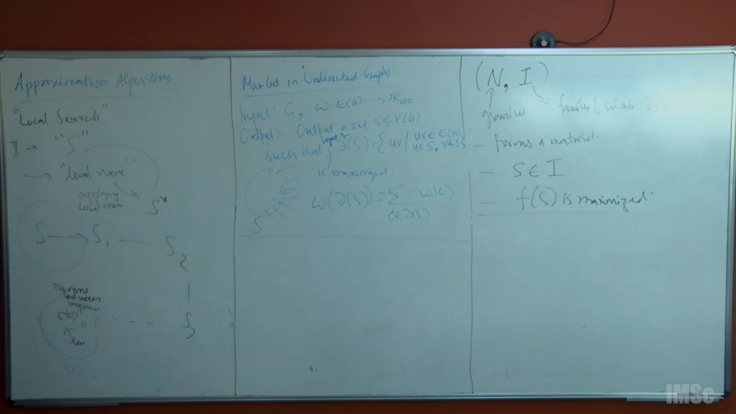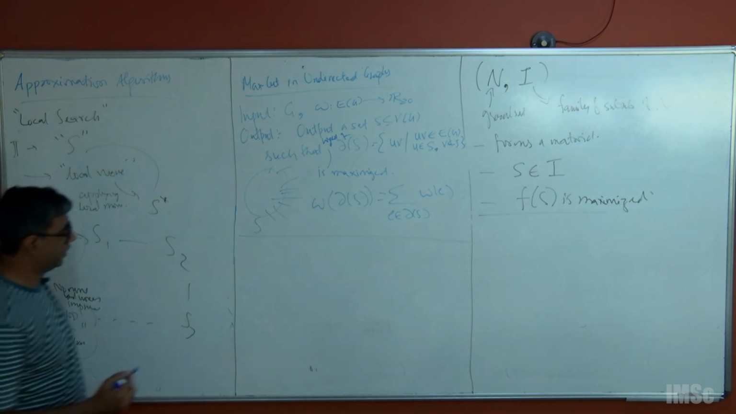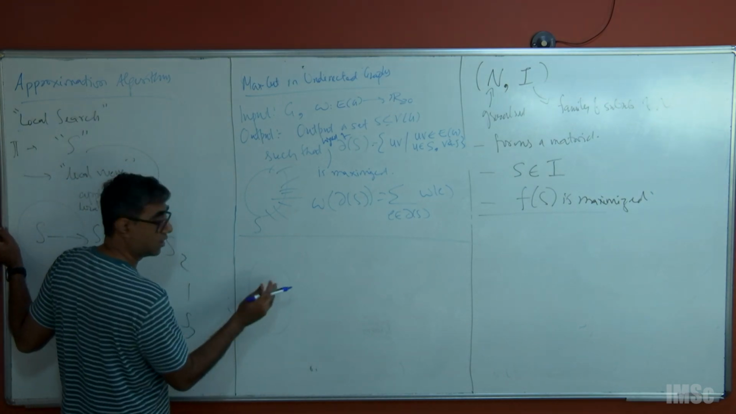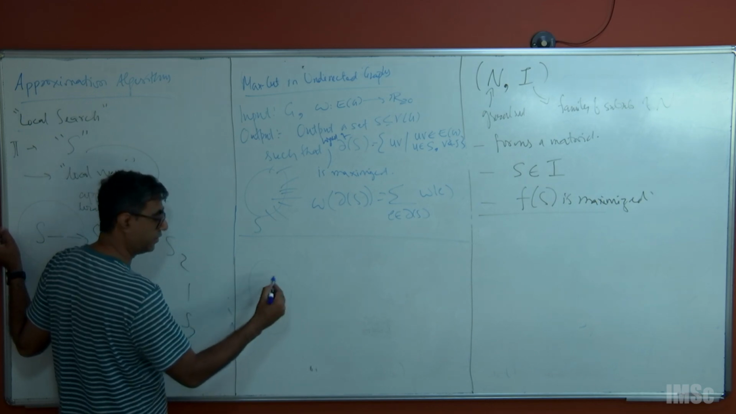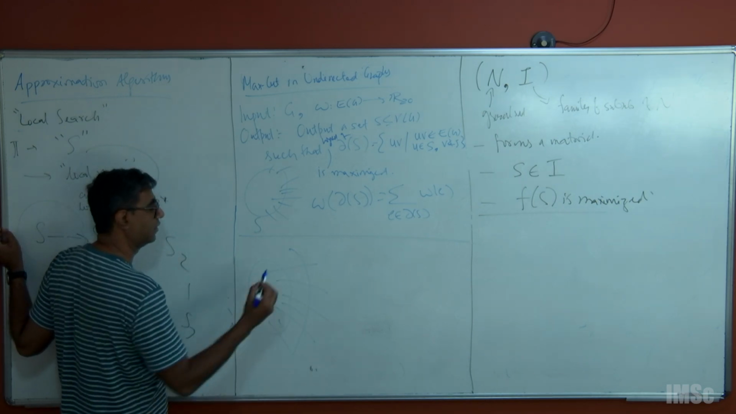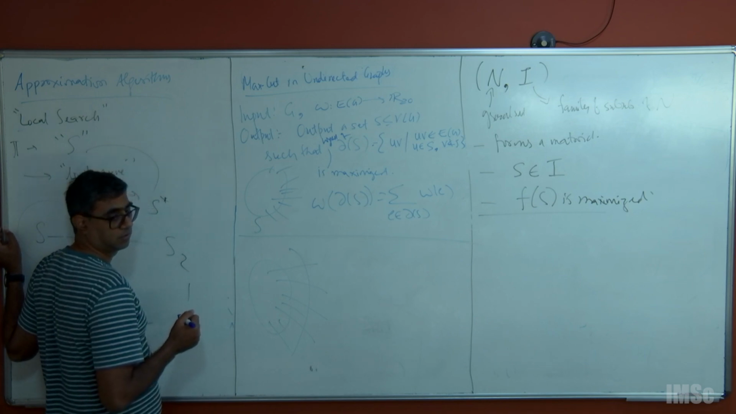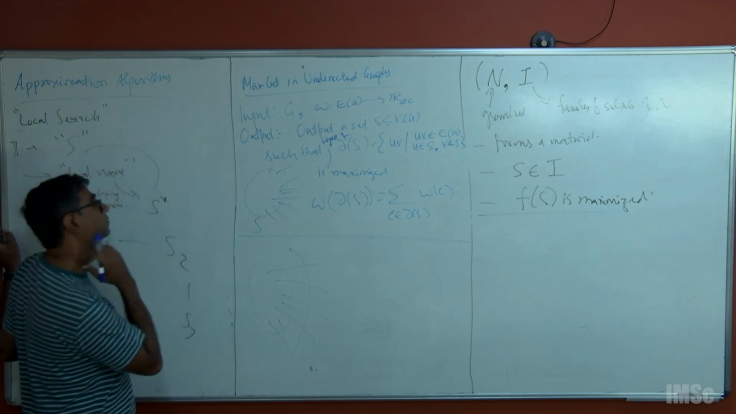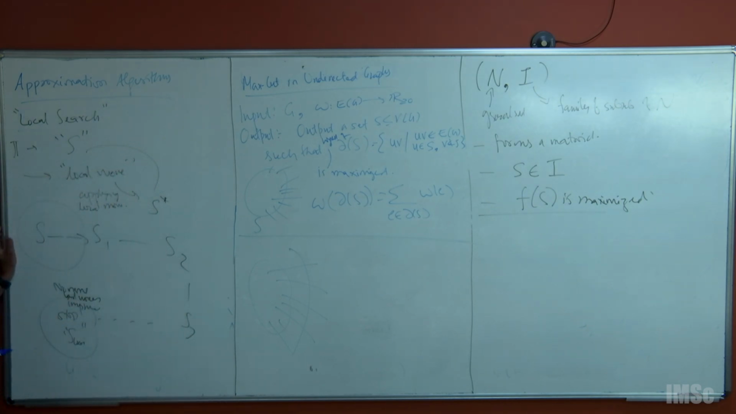Okay, is the question clear? Basically I am saying, given a graph G, give me a cut, a vertex set, so that, looking at the edges which are going out, the weight of this set of edges is maximized. That's the goal.